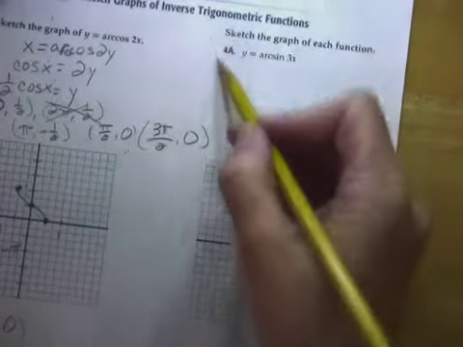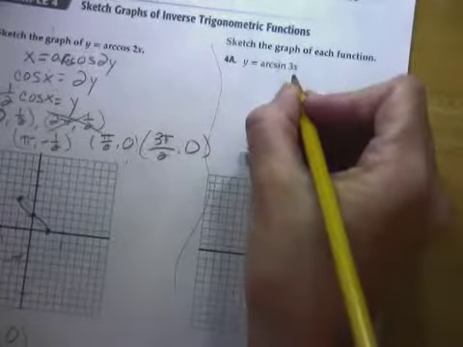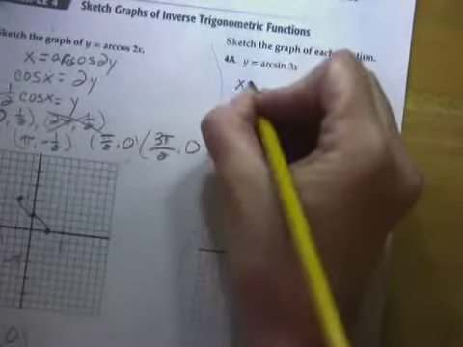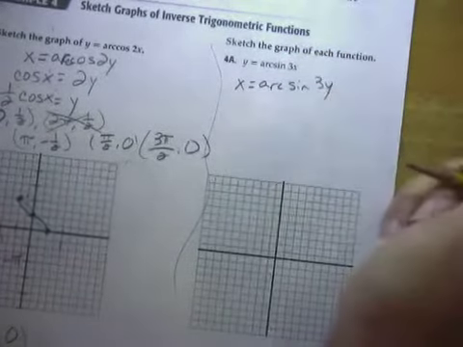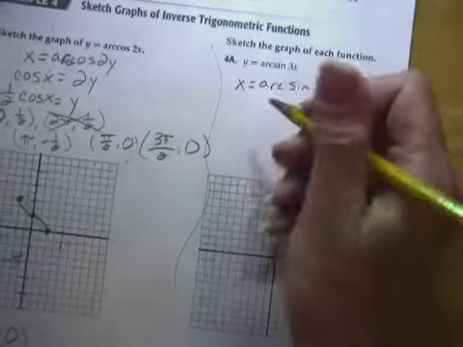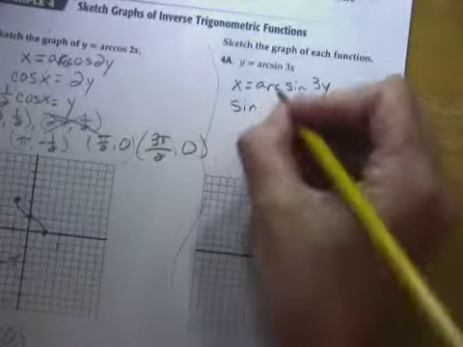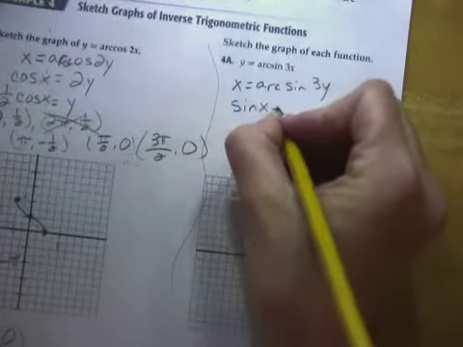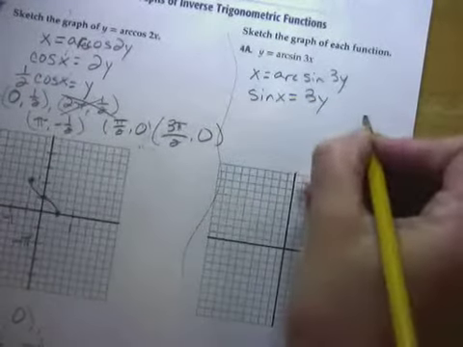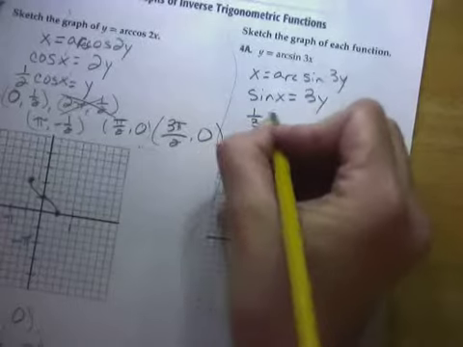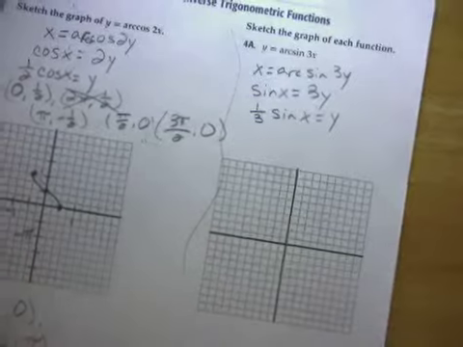Let's do the same thing with example 4a. Let's take the inverse of it. So x will equal arc sine of 3y. Now I want to get y by itself. So I'm going to use the definition of arc sine to do that. That means I'm writing the equation sine of x equals 3y. And I divide this whole equation by 3 and I get 1/3 sine of x equals y.